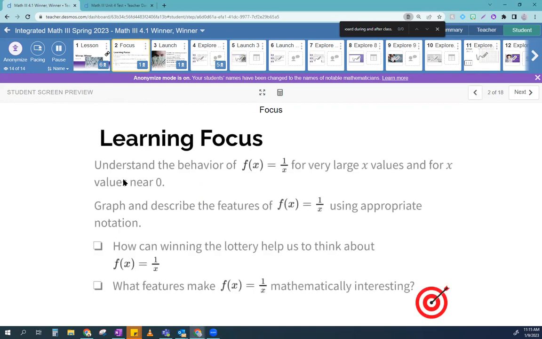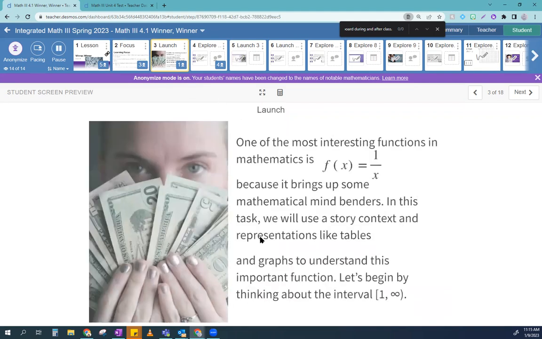So today, our goal is to understand the behavior of this 1 over x for very large values of x and what happens right next to 0, and then be able to describe the features of it using appropriate notation. And the questions that we're going to be able to answer is, how can winning the lottery help us think about this? And what features of 1 over x mathematically is interesting about this? So here is our context.